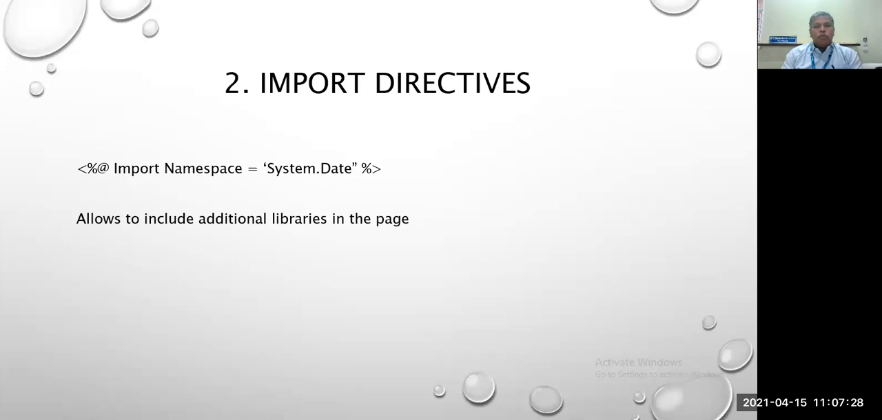The second one is the import directive. We want to give the library files we want to import into the page, into the program. We put the percentage symbol, @ Import Namespace equal to System.Data. These are the files I want to import for my page.